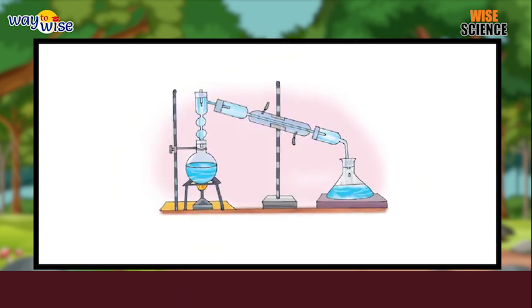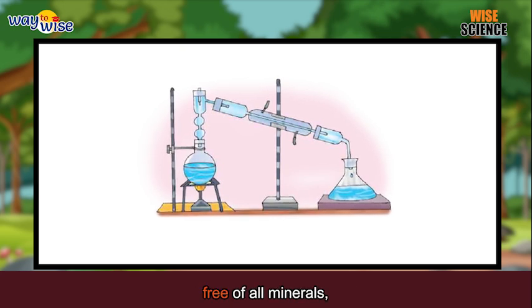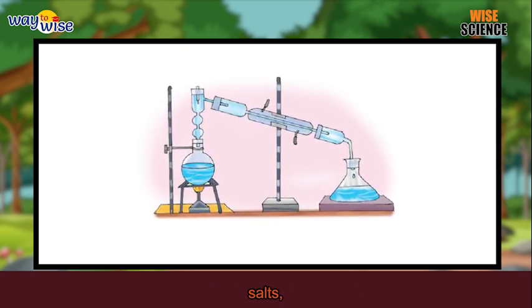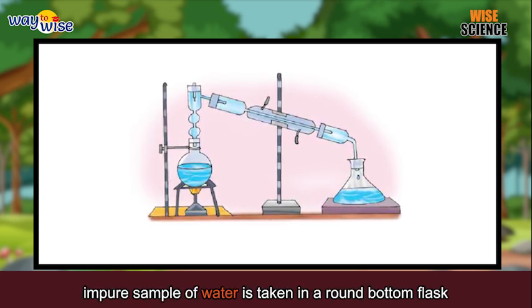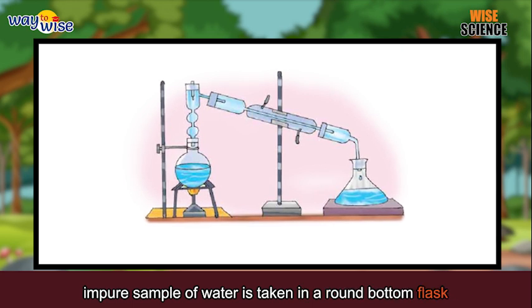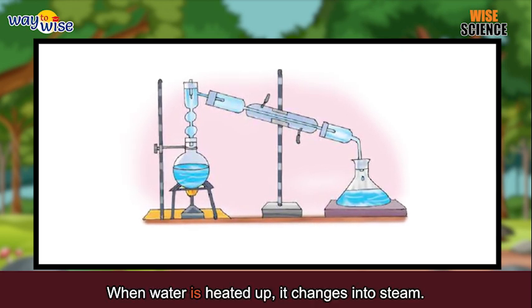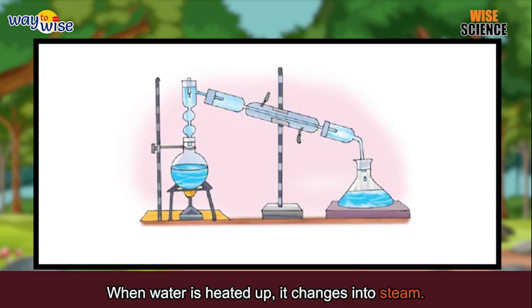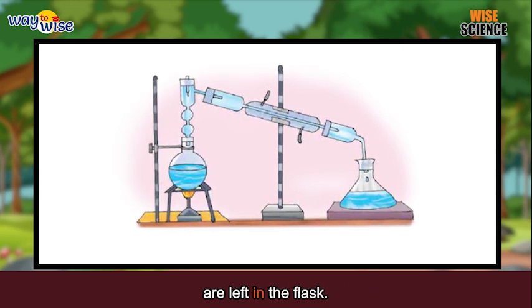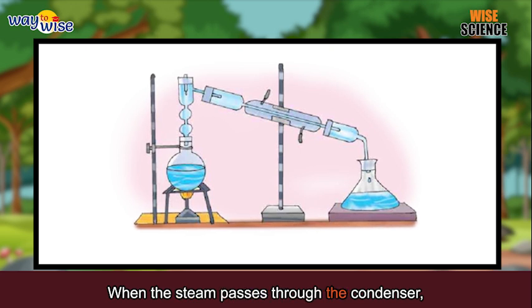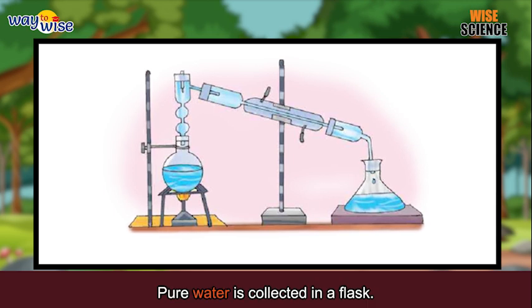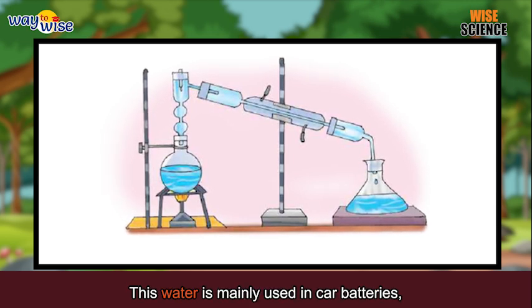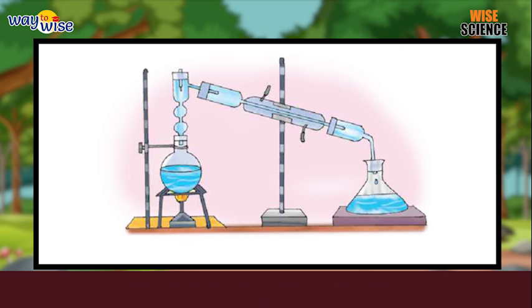Distillation is the process by which we get pure water, free of all minerals, salts, other impurities and germs. In distillation, an impure sample of water is taken in a round bottom flask and heated. When water is heated up, it changes into steam. All impurities are left in the flask. When the steam passes through the condenser, it cools and turns into liquid water. Pure water is collected in a flask. This water is mainly used in car batteries, science experiments, and in medicines.